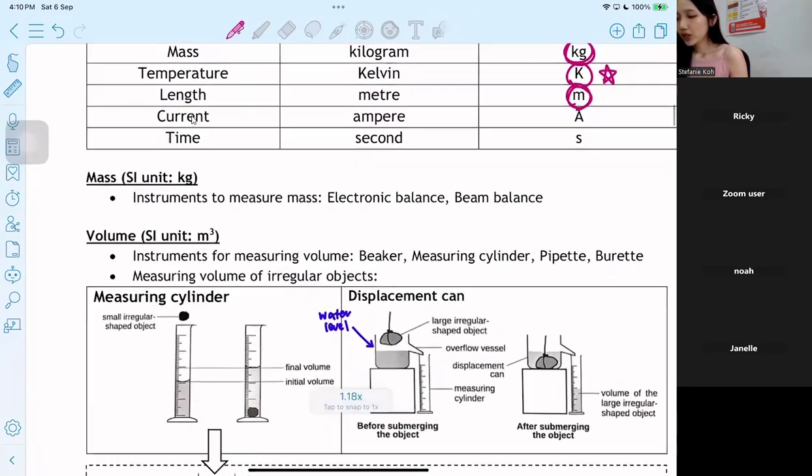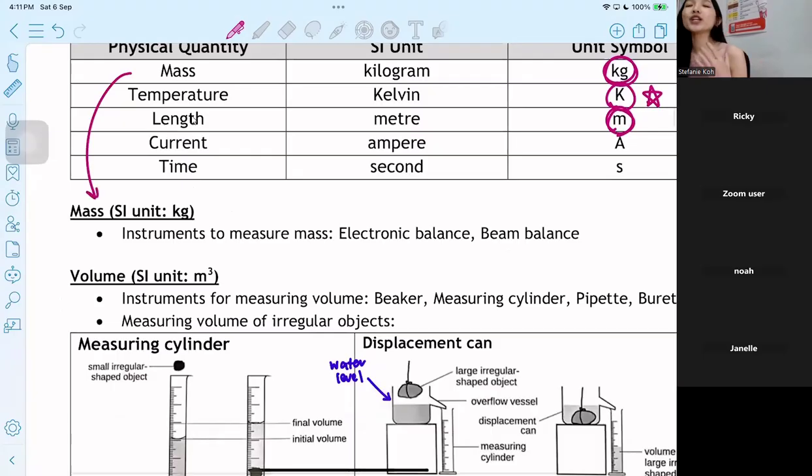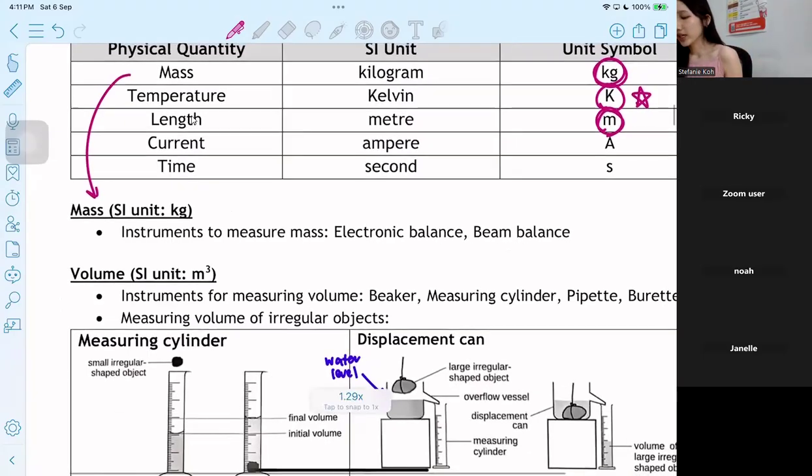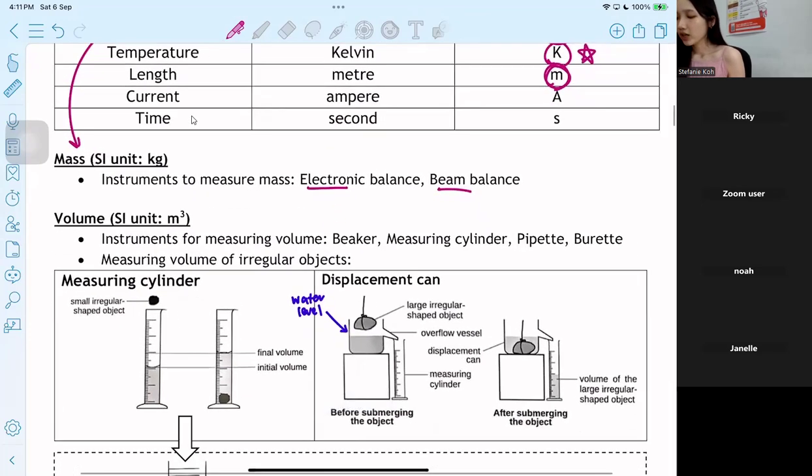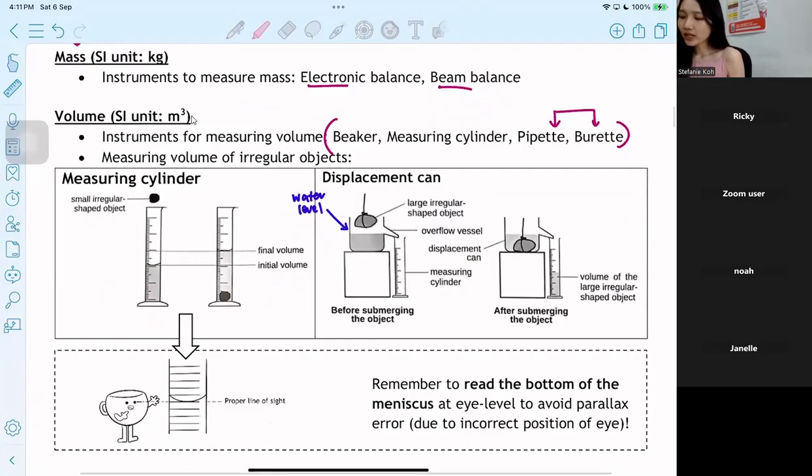That's all. So for mass, to measure it, you will use electronic balance or beam balance. And then for volume, you have quite a few different measurements. The tools, you have things like measuring cylinder, the most common one that you see. Then next time when you go upper sec, you will get to use the pipette and the burettes. They are more precise. Then what if you have irregular objects? How do you measure the volume? You will use displacement method.